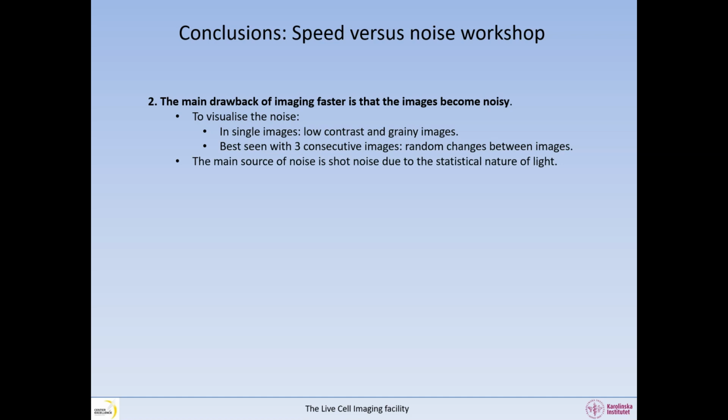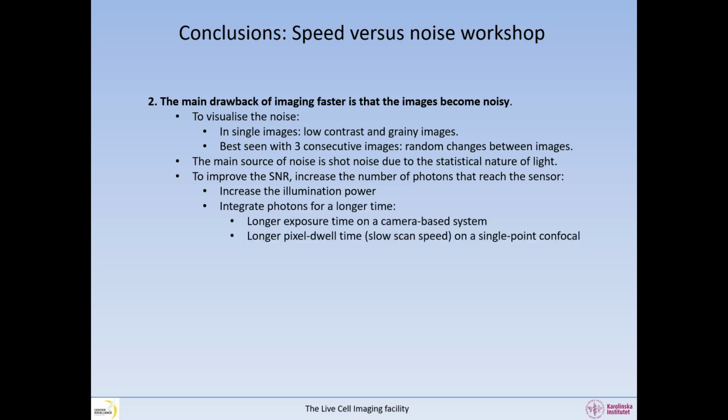The main source of noise is shot noise, which is due to the statistical nature of light. To improve the signal-to-noise ratio, one must increase the number of photons that reach the sensor. So how to do that? We can increase the illumination power. We can also integrate photons for a longer time. So for example, use a longer exposure time for a camera-based system. We can also use a longer pixel dwell time, also called slower scan speed, on single-point confocals. Both strategies are equivalent to improve the signal-to-noise ratio, as we saw in the video.